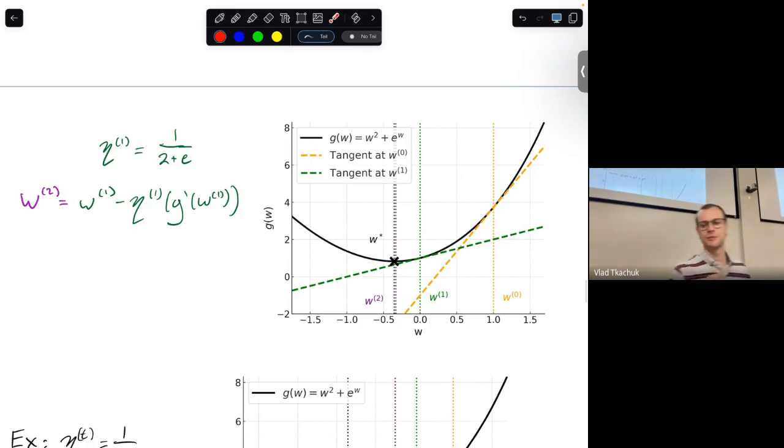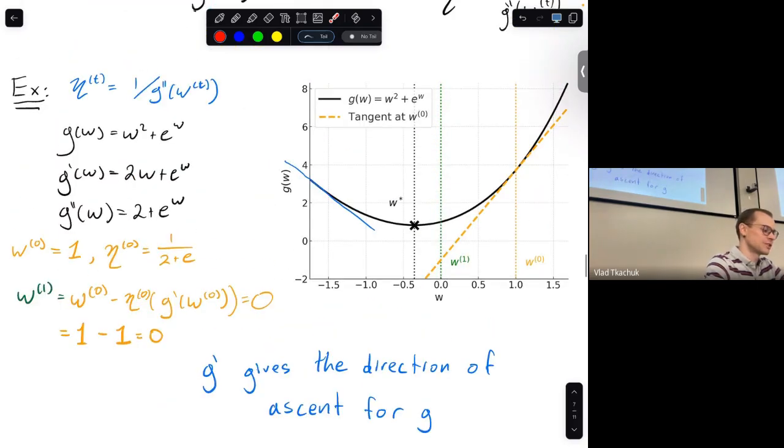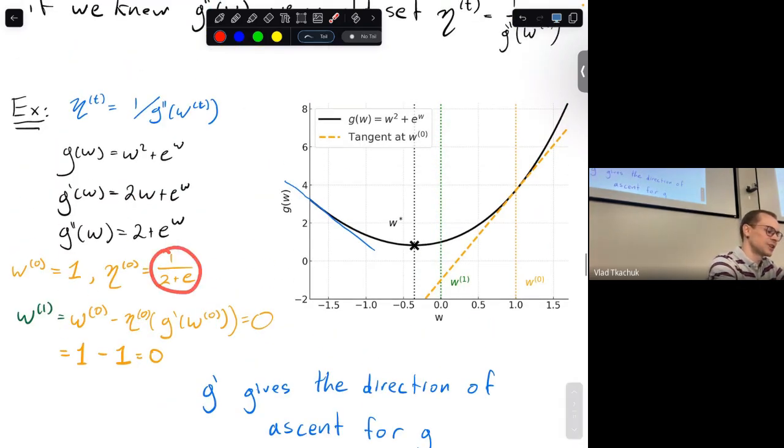I'll let you think about that for a second while I answer another question: for the step size, why is it 1 over 2 plus e and not 1 over 2 plus e to the w? The reason I chose 1 over 2 plus e is that w naught is 1, so e to the w naught is just e. I've already plugged it in. Technically, this is 2 plus e to the 1. I've just plugged in W naught.